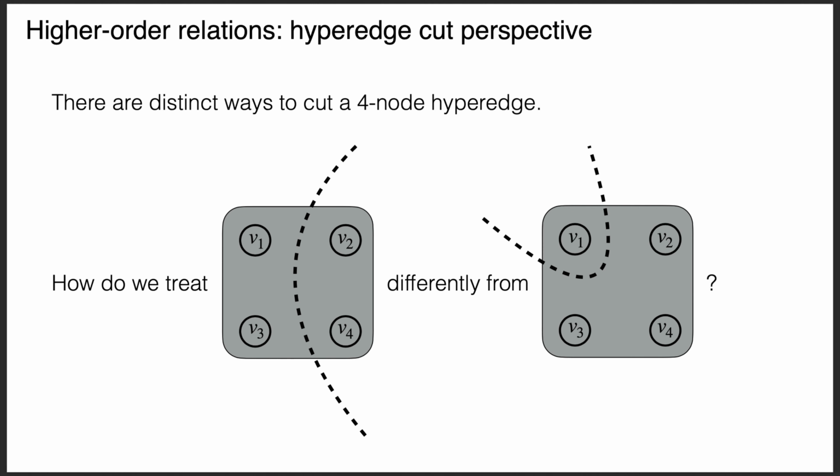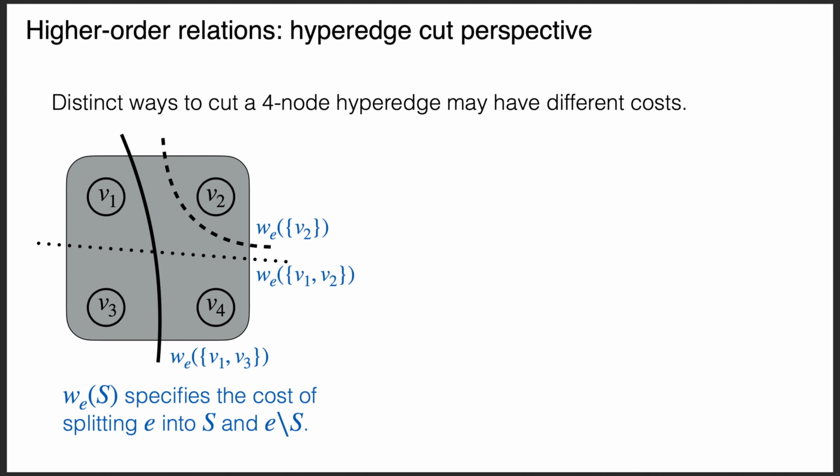Let me start by talking about the modeling of higher order relations from a hyperedge cut perspective. I'm going to look at a very simple example, which is a hyperedge that contains only four nodes. But already in this simple case, there are different ways to cut this hyperedge into two parts. So a natural question to ask is how are we going to treat different ways to cut this hyperedge differently? It turns out that we can define a function that specifies the cost of splitting this hyperedge into two parts. And we are going to denote this function by w_e.